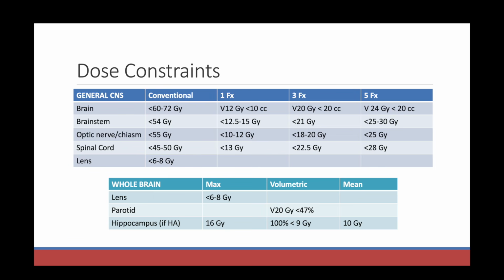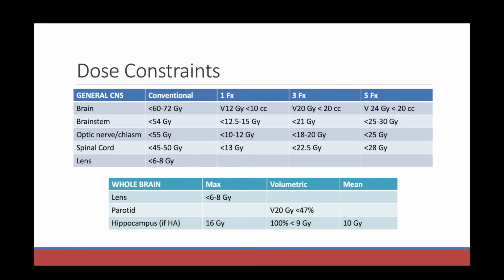These are probably the most high yield to know. So with conventional fractionation, the brainstem max dose per QUANTEC guidelines is 54 gray, and the maximum dose for the optic nerve and chiasm is 55 gray. I think in reality, if you say a number anywhere between 54 to 56 gray, you will be in the realm of correct, and 55 is an easy number to remember for these maximum doses.